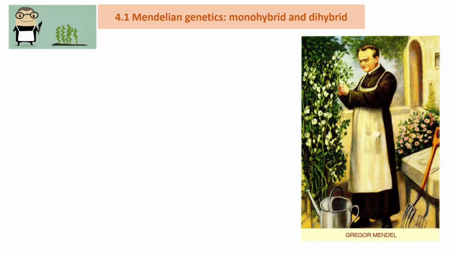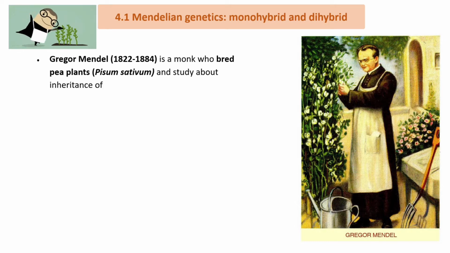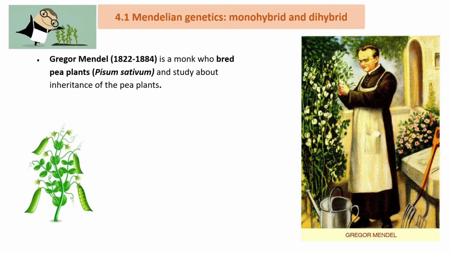Hello again. We will continue to learn about Mendelian genetics: monohybrid and dihybrid. Gregor Mendel was a monk who planted and bred pea plants, scientific name Pisum sativum, and studied the inheritance of pea plants.